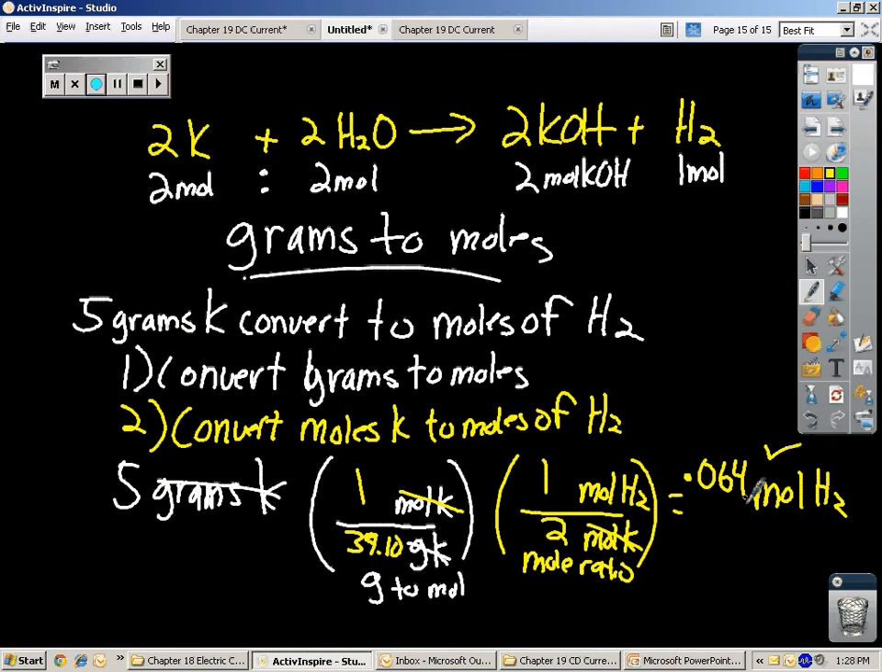And because they had moles up here on top, 1 mole of potassium, then we put 2 moles down here on the bottom. We're trying to get rid of that, so that goes on the bottom. What we're converting it to goes on top, which is moles of hydrogen. Any other questions, guys? All right, let's try one on your own.